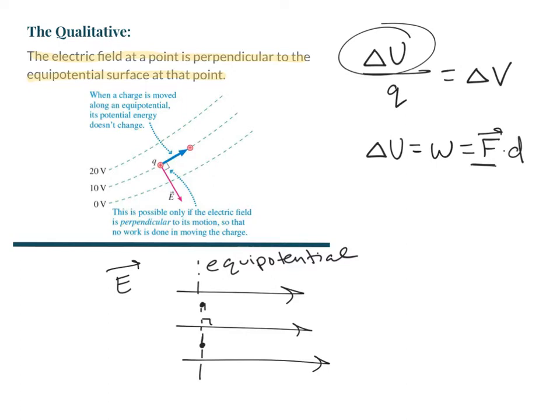If that doesn't make sense to you, you can just accept it as a fact. You don't really need to know the reasoning too much, but you do need to know that an electric field at any point is perpendicular to the equipotential surface. You can see that in their diagram here. They've got some equipotential surfaces, the green dotted lines. The electric field is perpendicular to the equipotential line at every point, so it would point this way to be at a right angle with that equipotential line.